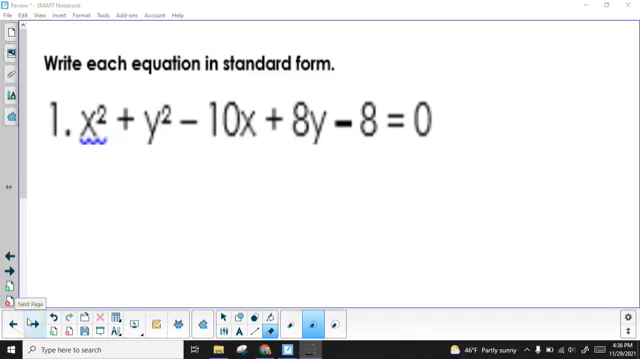Hello Math Analysis students. In this video we are going to go over how to solve the problems from page 1 of the Unit 4 review sheet on conic sections.